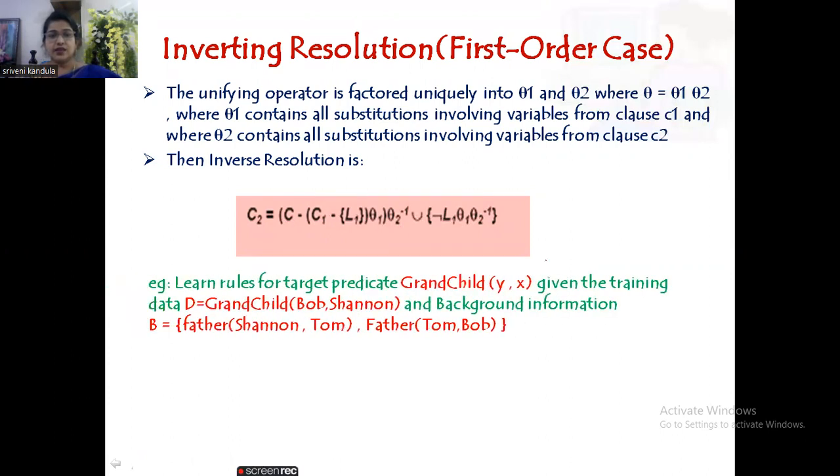Okay, so let's take one example and try to understand this. Here we have to learn the rules for the target predicate grandchild of y comma x. This is the target that is given, and the training data is also given.